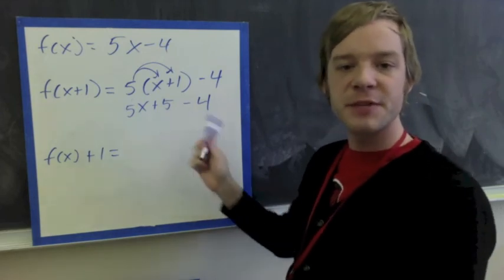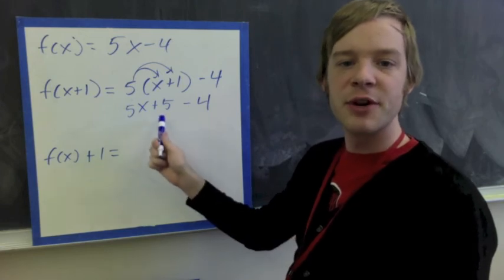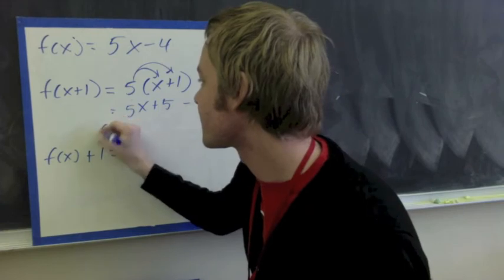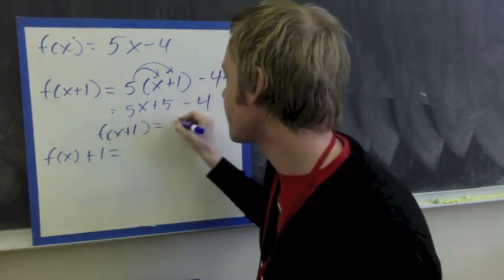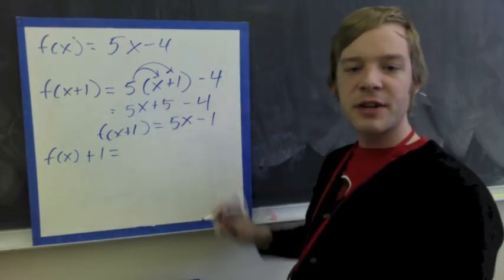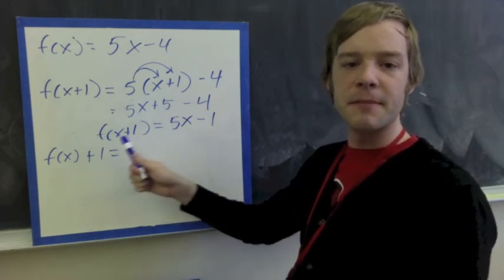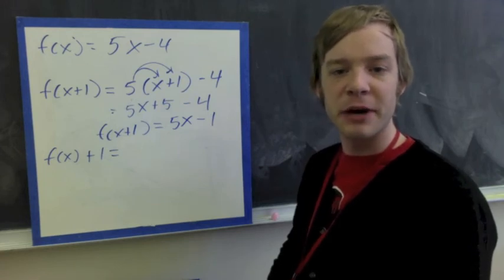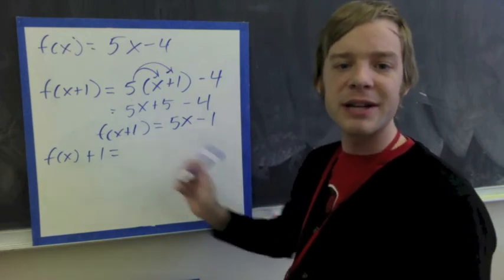So now we have 5x plus 5 minus 4, and we just need to combine our like terms here. So we have 5 minus 4, which gives us 1. And the 5x just stays the same. For the most part, when you're asked to plug in an expression rather than a single number, you aren't going to be writing things as an ordered pair, although you could if you wanted to. So this is what we get when we plug in x plus 1.